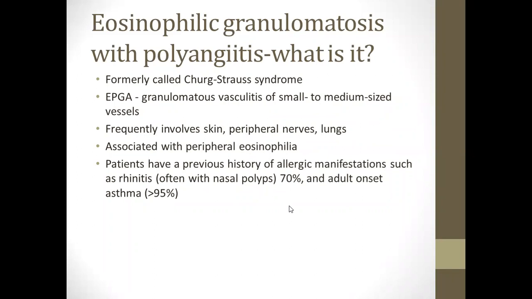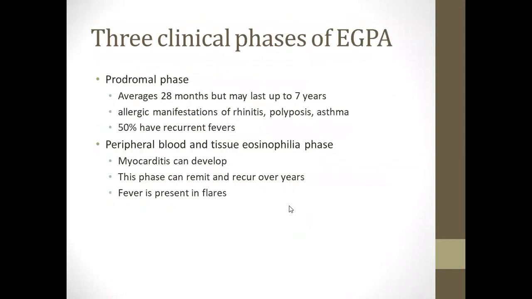And then Churg-Strauss, eosinophilic granulomatosis with polyangiitis, EGPA. Also a granulomatous vasculitis, small to medium vessels, can involve skin, peripheral nerves, lungs. It commonly involves peripheral nerves with a mononeuritis multiplex. Remember, GPA can too, MPA can too, but EGPA does more commonly. And a lot of times these patients have a history of allergies, asthma, nasal polyps. Adult onset asthma, about 95% or greater will have had that history.